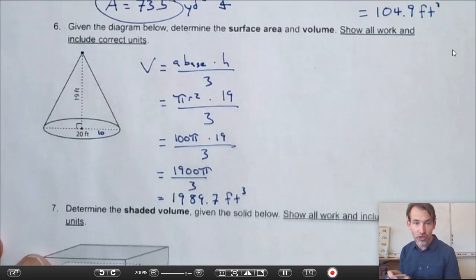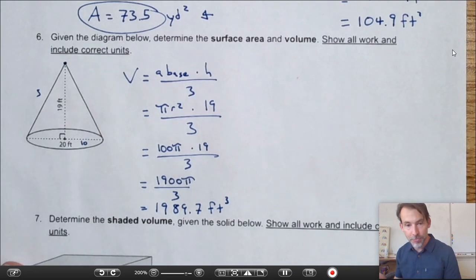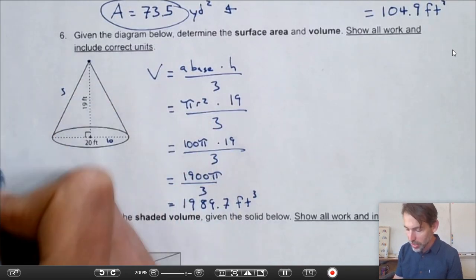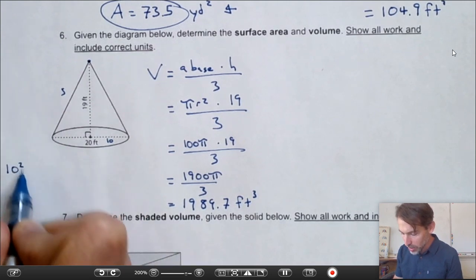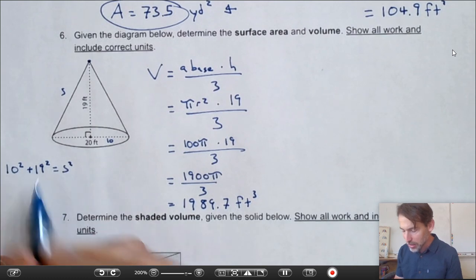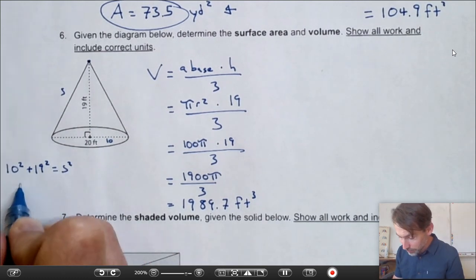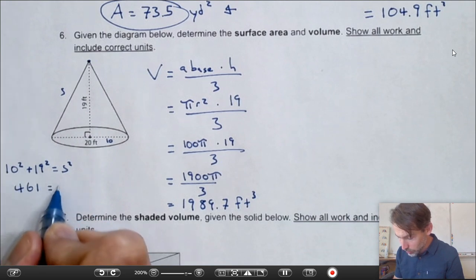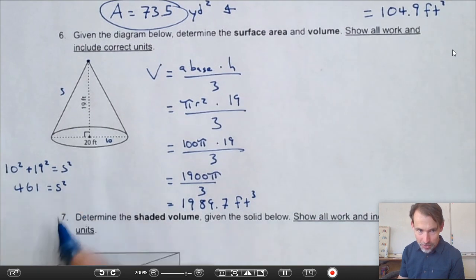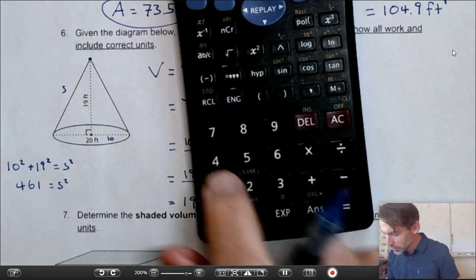Okay, now let's find the surface area. To find the surface area, we need the slant height. You'll note that this is a right angled triangle. So we have 10 squared plus 19 squared equals s squared. 19 squared happens to be 361. So this is 461 equals s squared. Your calculator will tell you the same thing. You work this out. Okay, and so let's do the square root of 461.